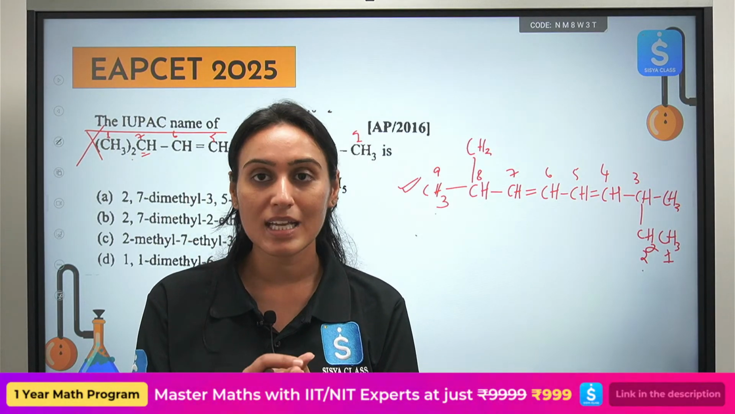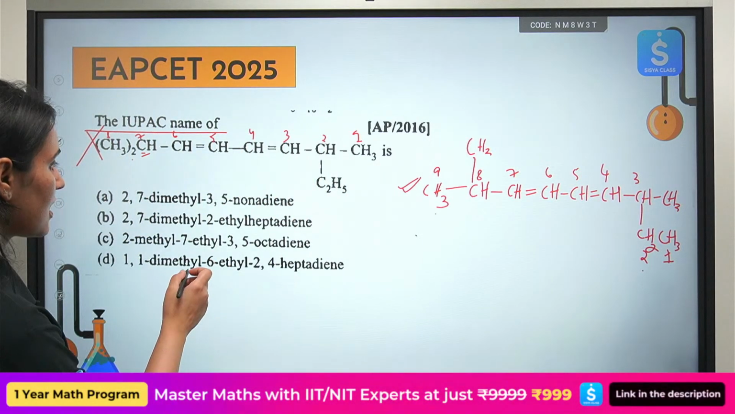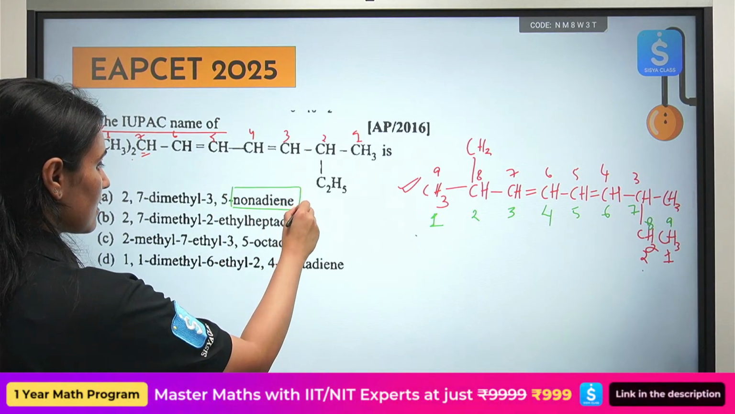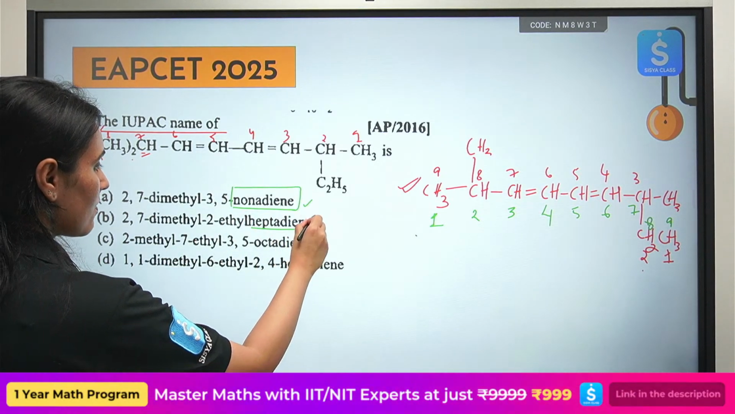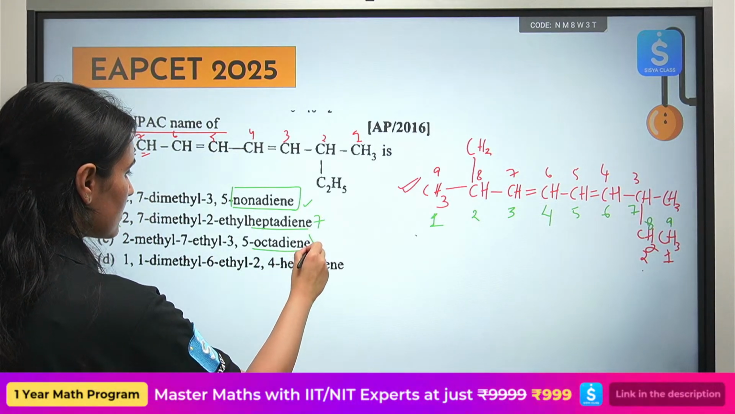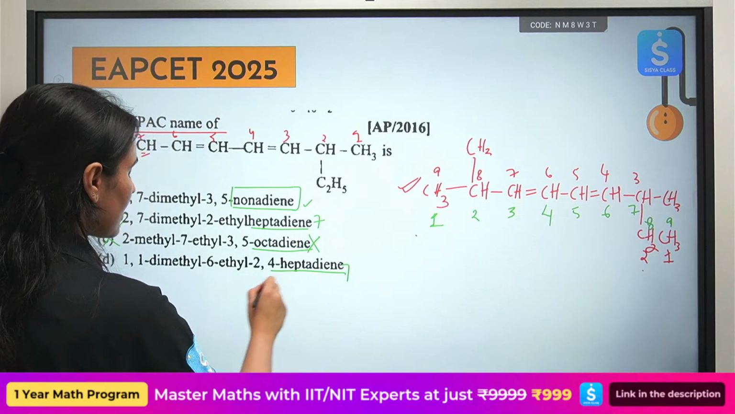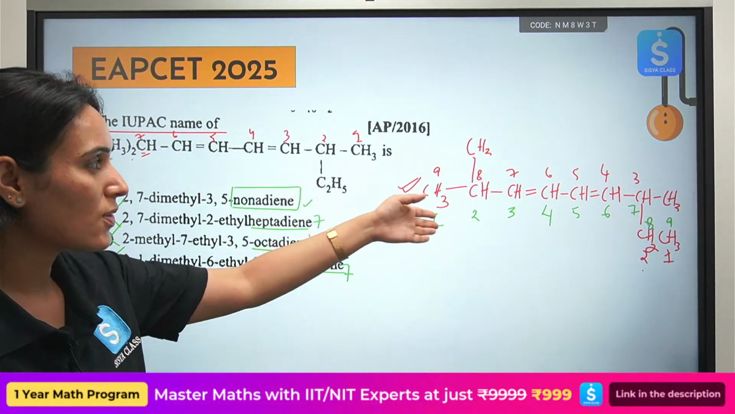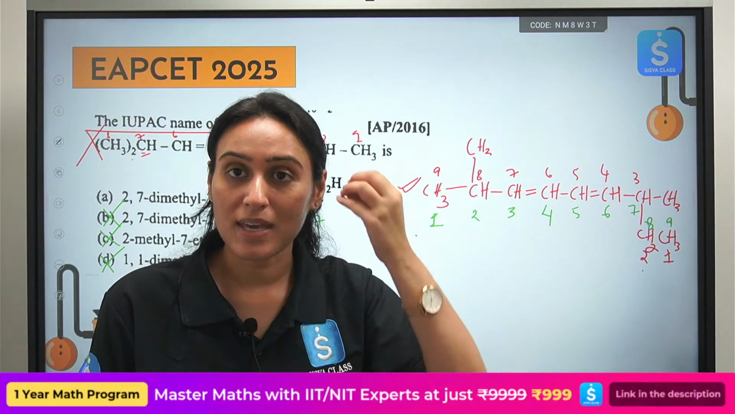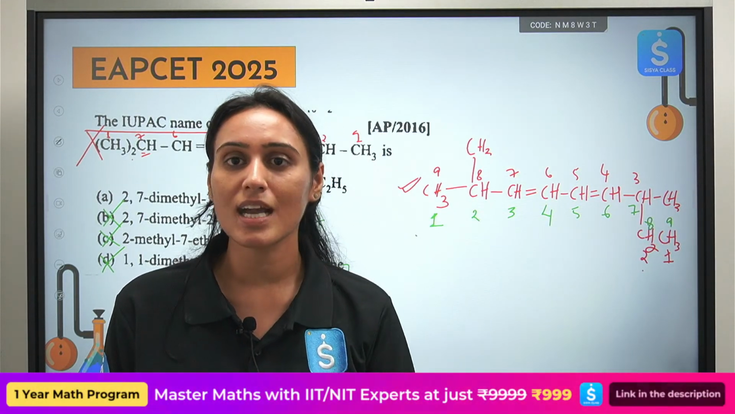So total, how many carbon atoms are present in the parent chain? 9. See the options now. In which case, do you see 9? Nonadiene, this could be correct. 7 carbon atoms, leave this. 8 carbon atoms, leave this. Again, 7 carbon atoms, leave this. So you don't have to see where your substituents are present. Based on the number of carbon atoms in the parent chain, you can decide your correct answer.